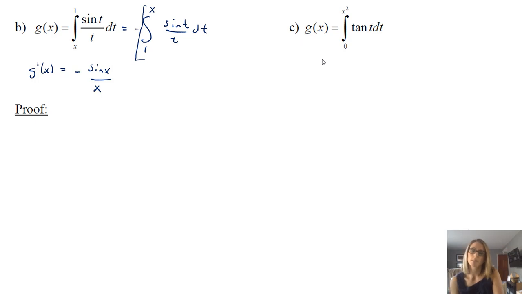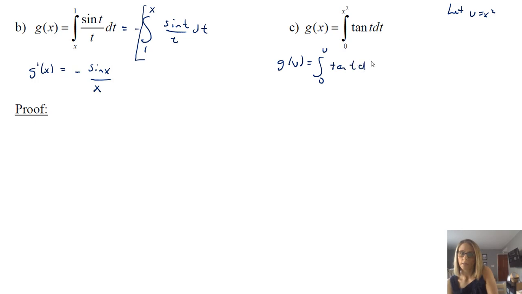Over here, notice this problem is slightly different. For C, it has a constant on the denominator and it has a variable in the numerator, but it's not just x, it's x squared. And so in order to use the fundamental theorem, we're going to have to replace that x squared. And this is where, you know, we typically would see some sort of substitution. So we say let u equal x squared. And so understand that u is a function of x. So g of u is now the integral from 0 to u of tan of t dt.